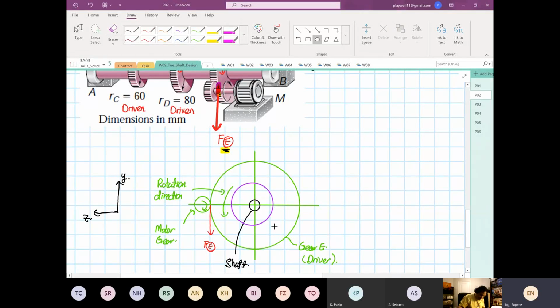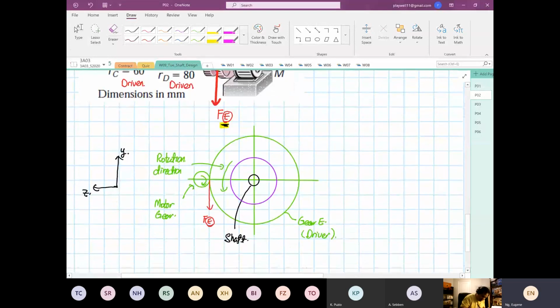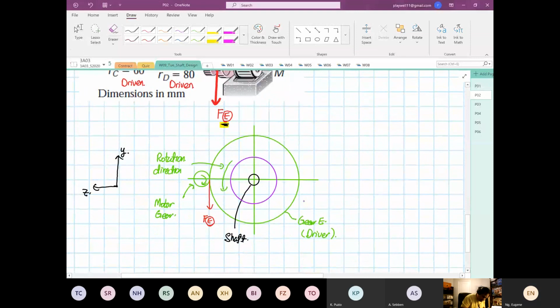So this is our gear D, right? Now gear D will engage another gear, which is our gear H. Okay, so this is my gear D. And then it will engage another gear, which is our gear H. So I'm going to sketch out our gear H. Okay, so this is our gear H.